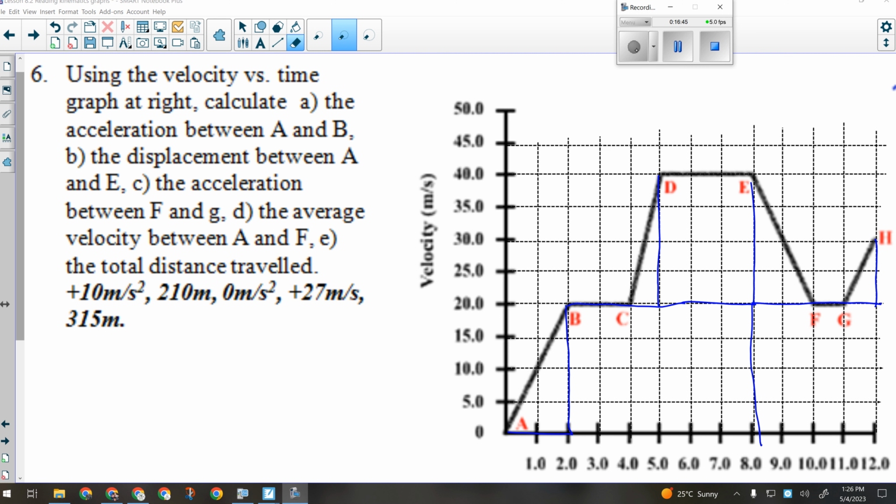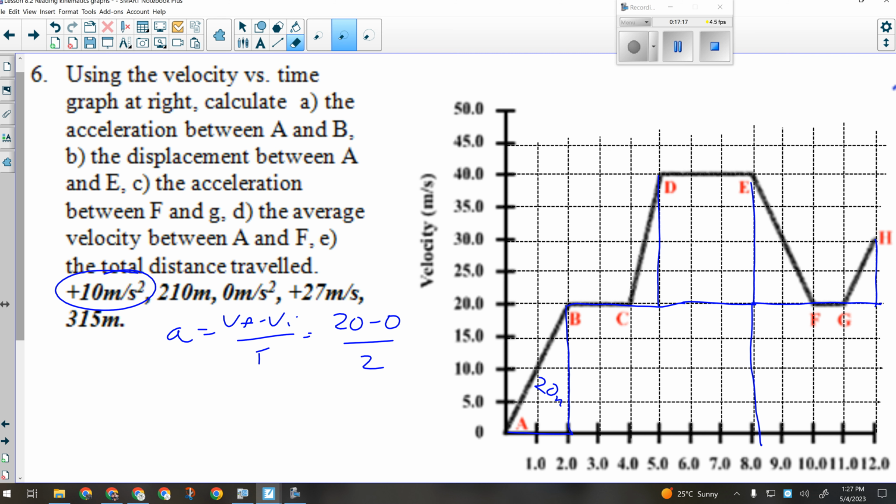So part A of the question wants us to find the acceleration between A and B. Well, acceleration is VF minus VI over T, so that's going to be 20 minus 0 over 2, which is why we get positive 10 meters per second squared for part A. For part B, we want to find the total displacement to E, so that means to 8 seconds. For this first one here, we got 20 as a height times a base of 2, that's 40, divided by 2, that one's 20.